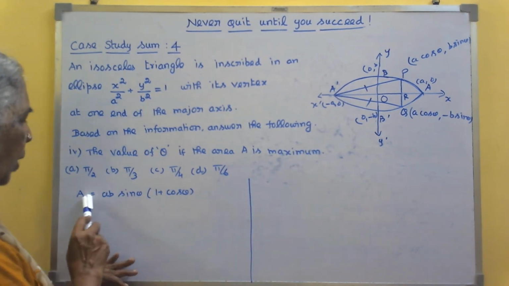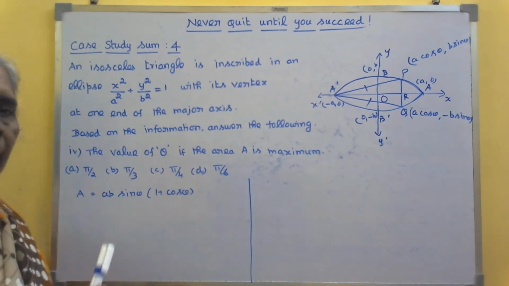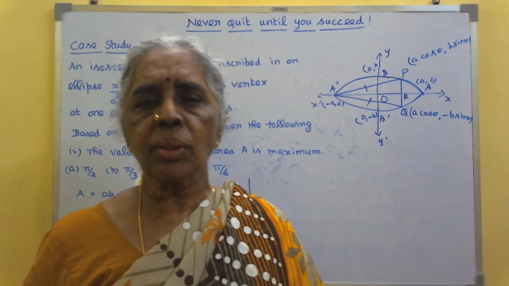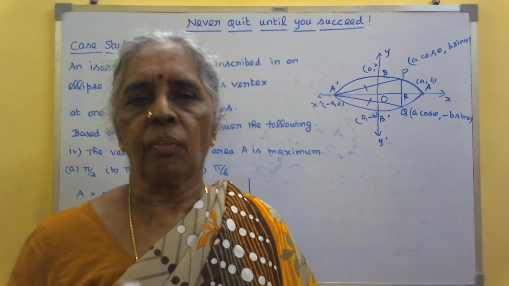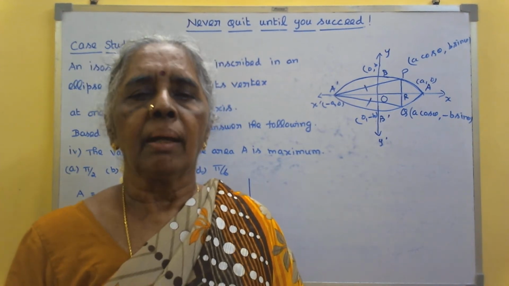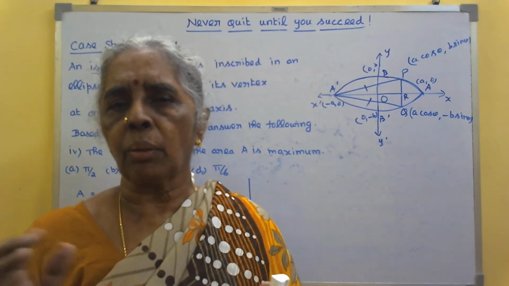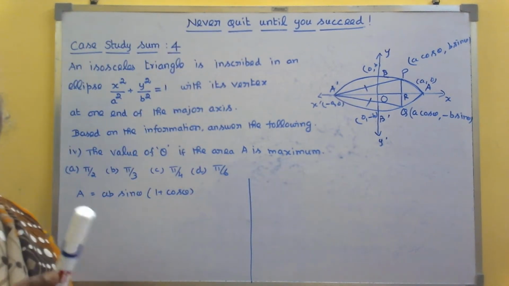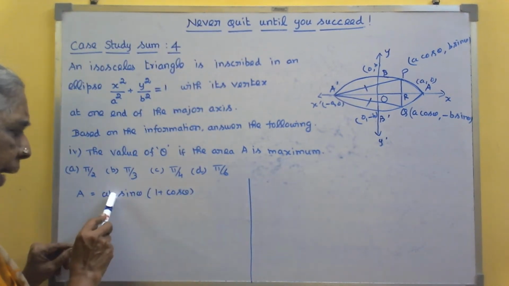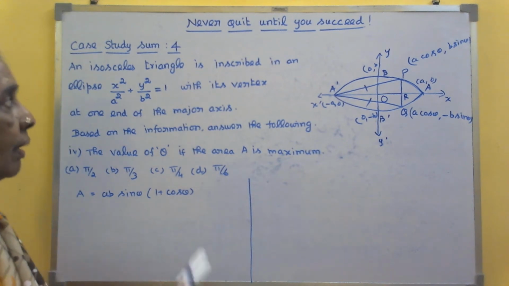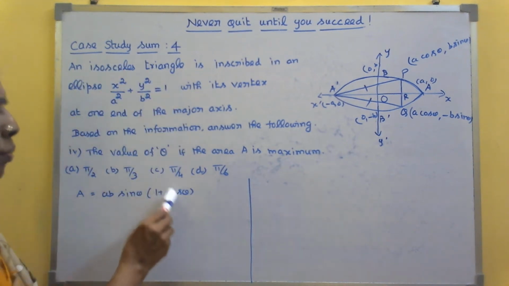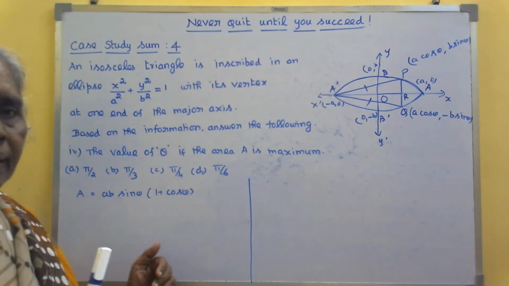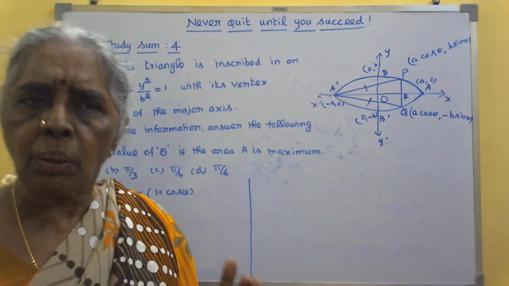You have already found out the area A is AB sin theta into 1 plus cos theta. What is the concept of maximum? If anything is to be maximum, the first derivative should be equal to 0. Here, dA by d theta should be equal to 0. This A and B are constants because the ellipse is given to you. So, theta is the only variable here. So, it is dA by d theta which you should equate it to 0.